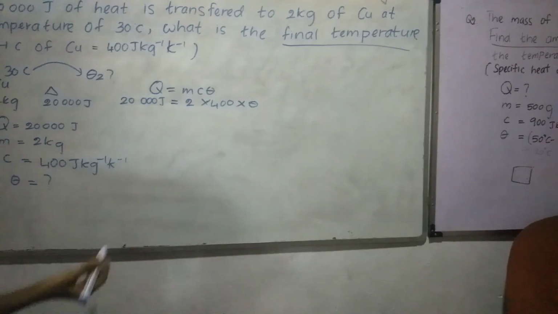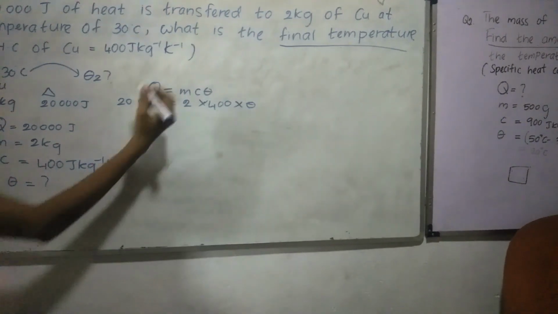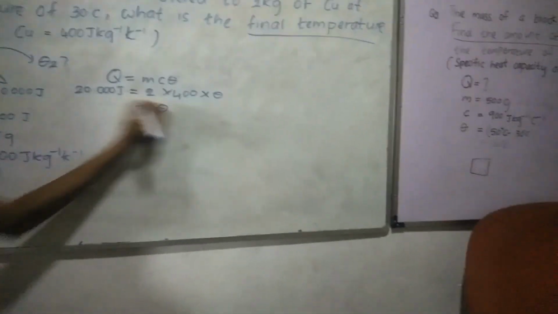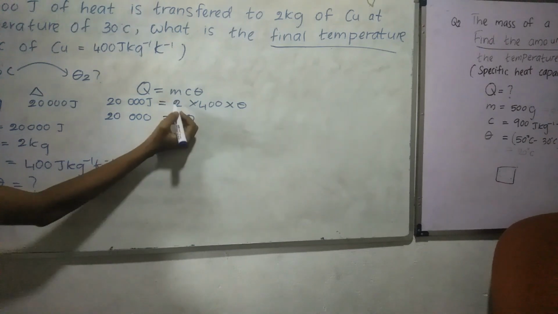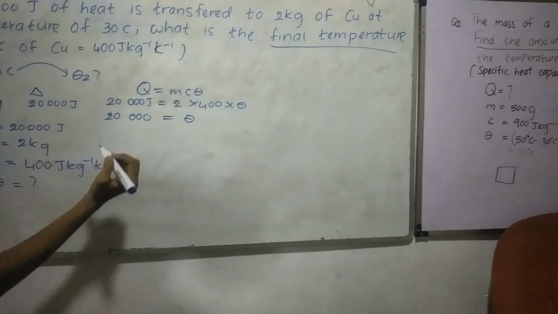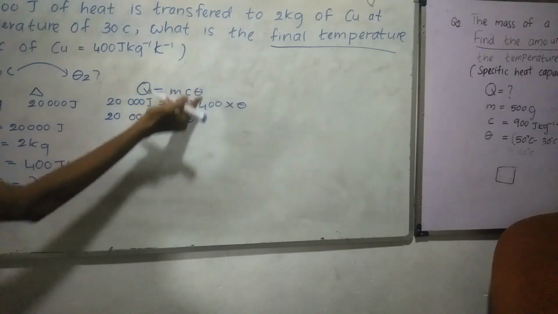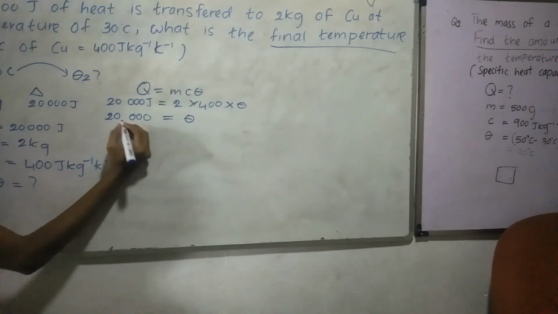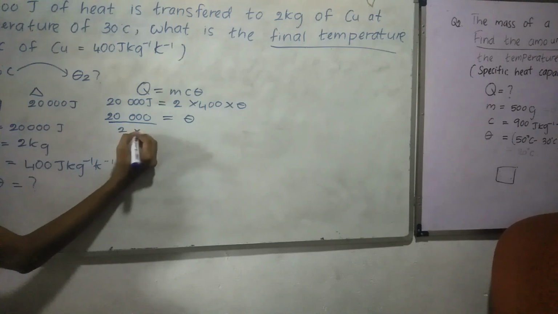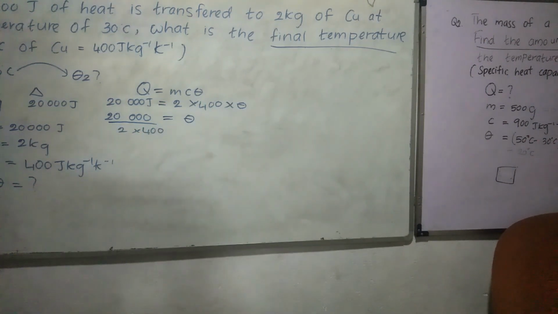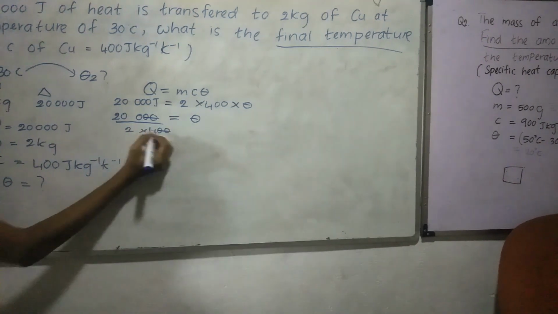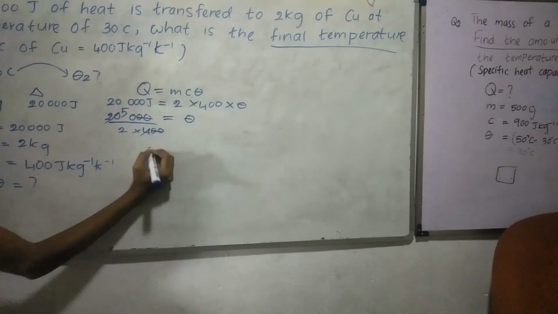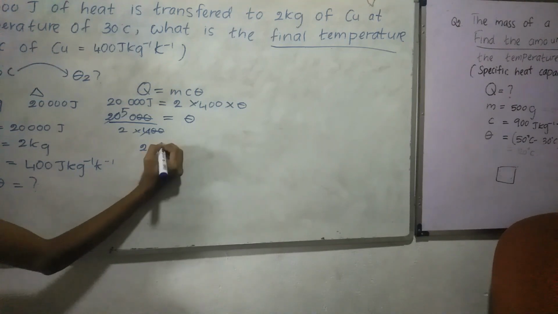Now we don't know theta. We have to make theta the subject. I will leave theta this side and 20,000 is here. I am going to take this 2 and this 400 this side. Because it is a multiplication, when it comes this side it becomes a division. So 2 into 400 comes down. Now cancel. 4 times 5, you get theta as 25 degrees Celsius.